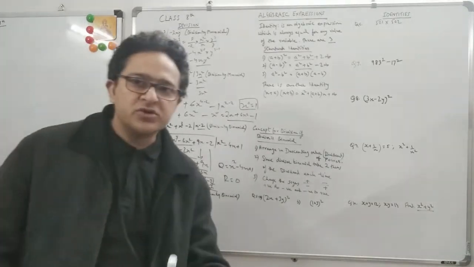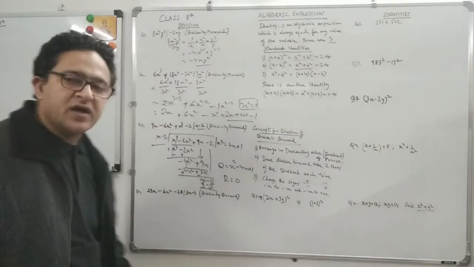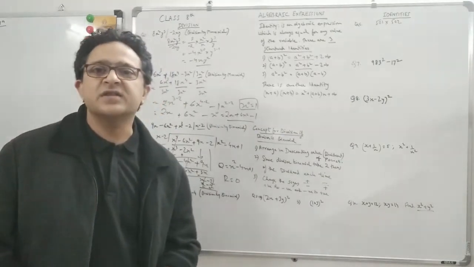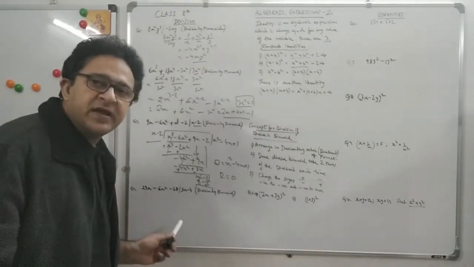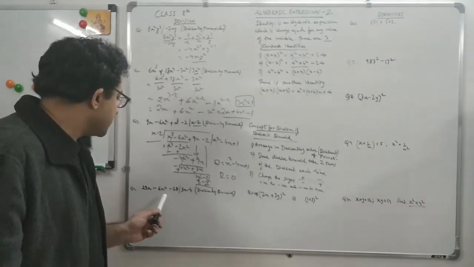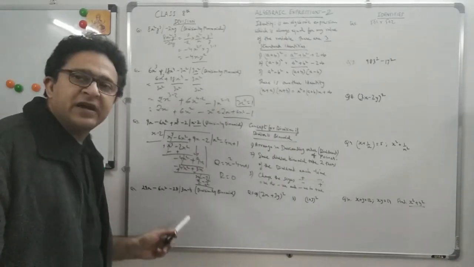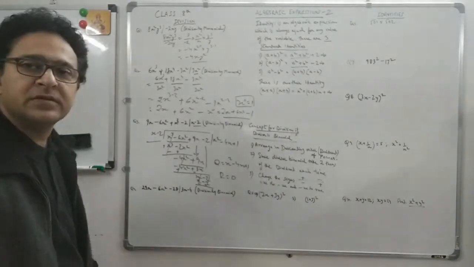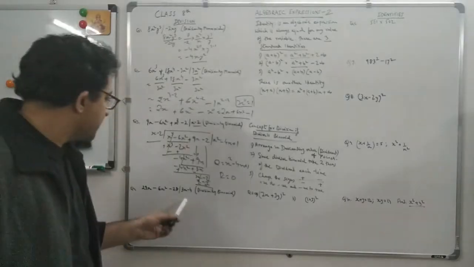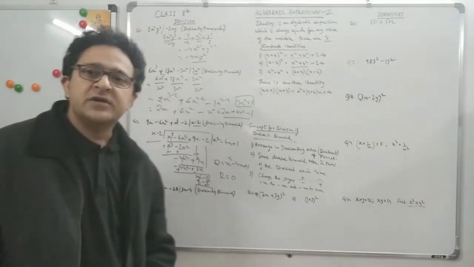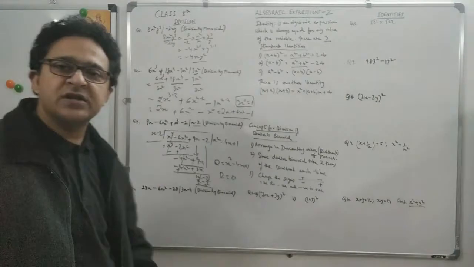Now let's do one more question, a similar question, so that students, all of you are clear with the concept. 29x minus 6x square minus 28 divided by 3x minus 4. Again, this is a similar question. It's a binomial. So a very similar question. Let's do it now.